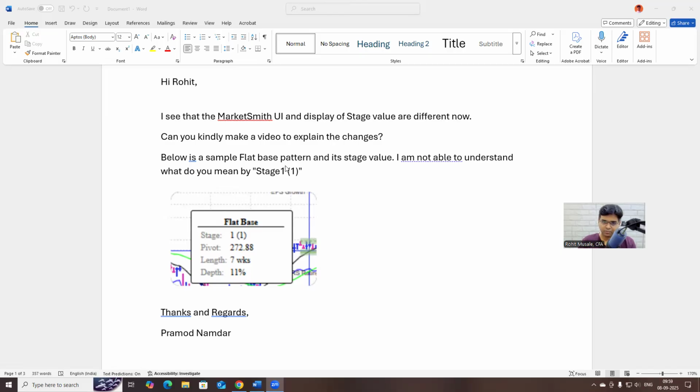Below is a sample flat base pattern and its stage value. I am not able to understand what do you mean by stage 1 bracket 1. Thanks and regards, Pramod Namdar. Now I forwarded this email to MarketSmith and MarketSmith has replied back.